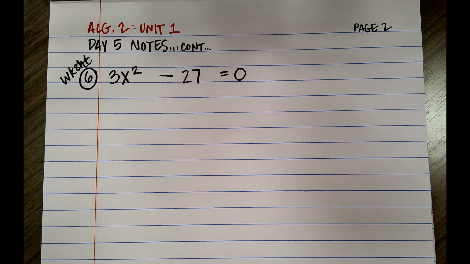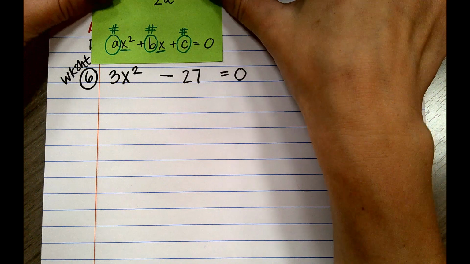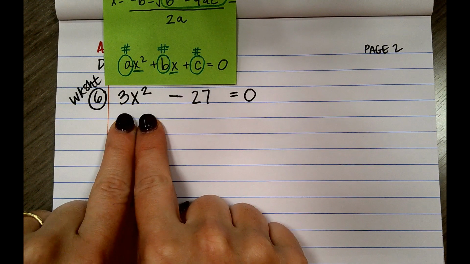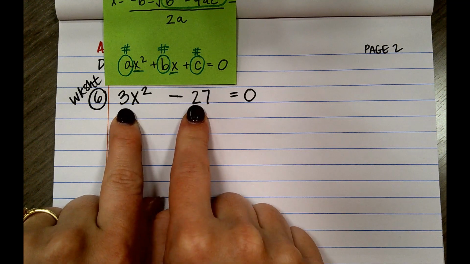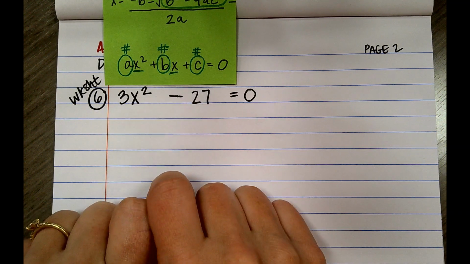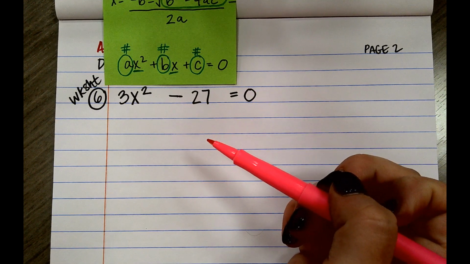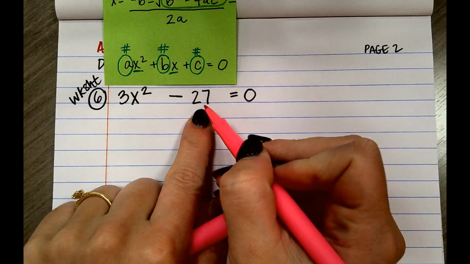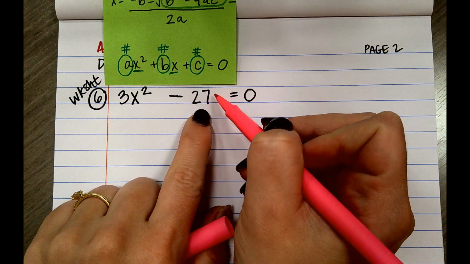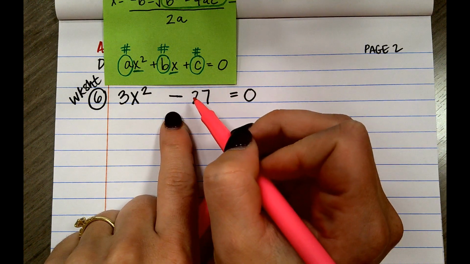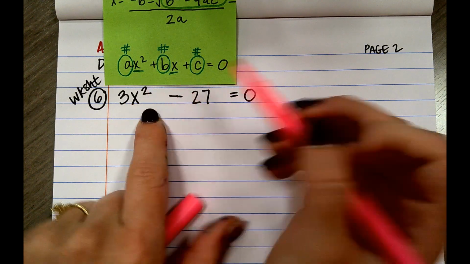So, we can identify our A, B, and C still, and I'll show you how. First of all, do we have A and B, or do we have A and C? A and C. How do you know that? Because there's no X on minus 27. If it was minus 27X, I would have an A and a B and no C. But I have an X squared term.